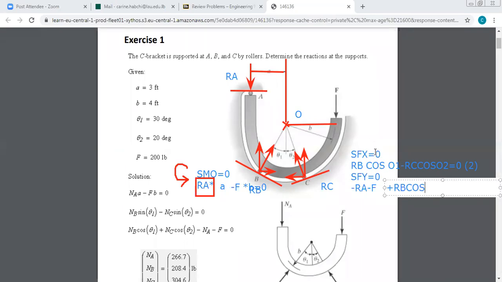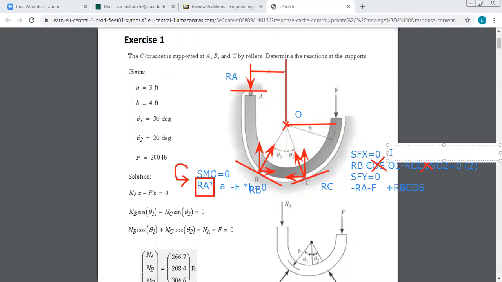Just please here, when we wrote sum of x, we should put sine. Okay, pay attention to this. Because we said that it's sine, but when we wrote the equation, we put cosine. So for the x, it's sine, the angles along the x. And along y, it's cosine, because the angles given are with the y-axis.